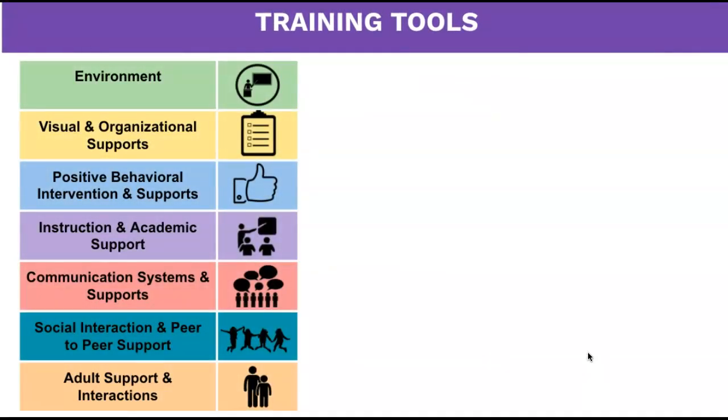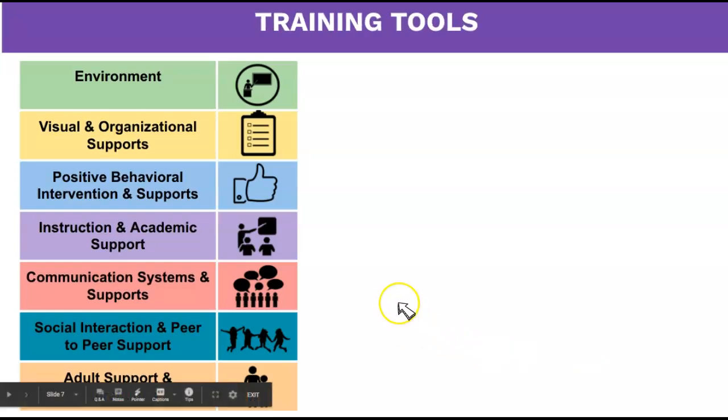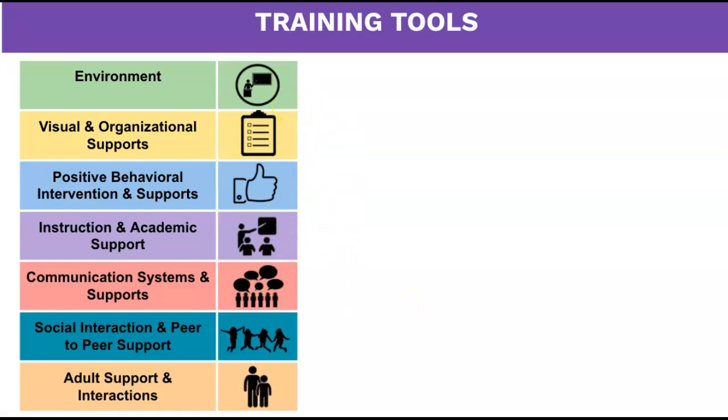When looking at our training tools, you can see that they've been divided into these 7 main areas that are mentioned on the CETA. Each one also has the icon attached to it. These are one-pagers that are all formatted in the same way.